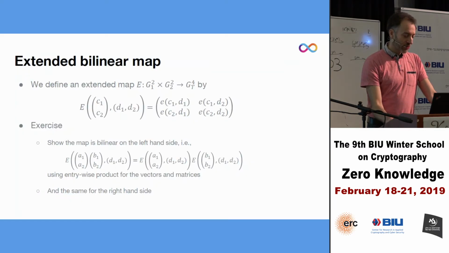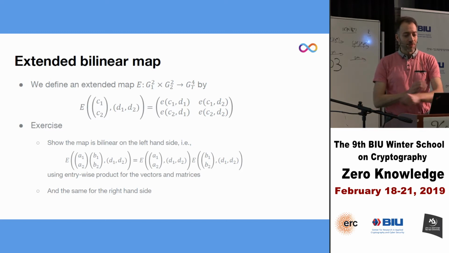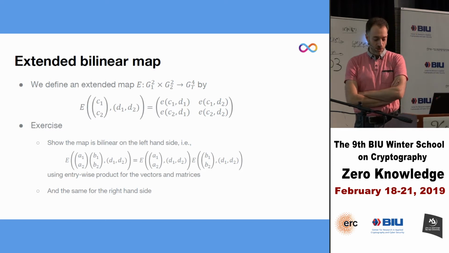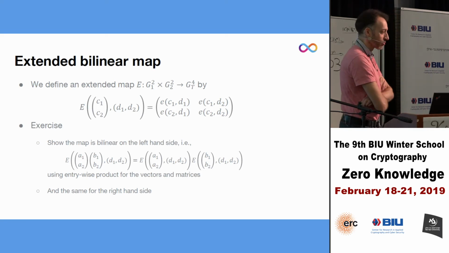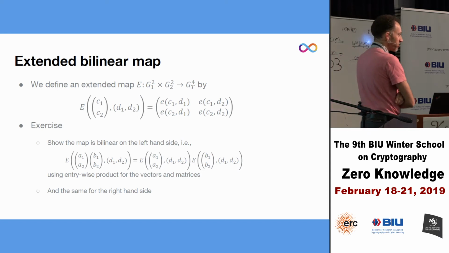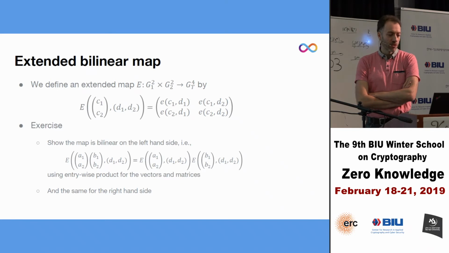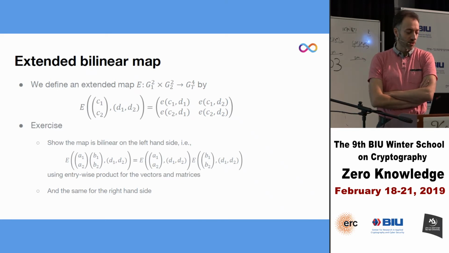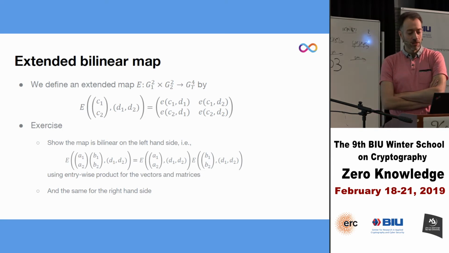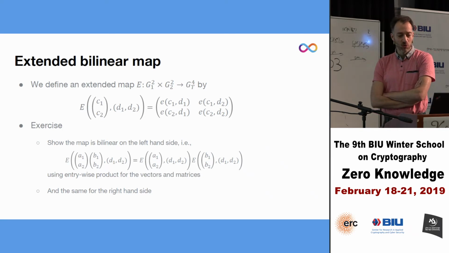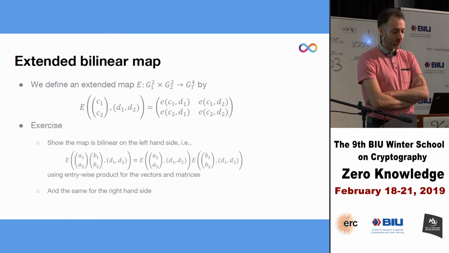So I'm going to define first an extended bilinear map. We started with a bilinear map that just takes an element from source group 1 and an element from source group 2 and maps them into the target group, right? So the extended map, which you can view as sort of an outer product, takes a pair of group elements from source group 1 and a pair of group elements from source group 2 and maps them to the target group in 2 times 2.